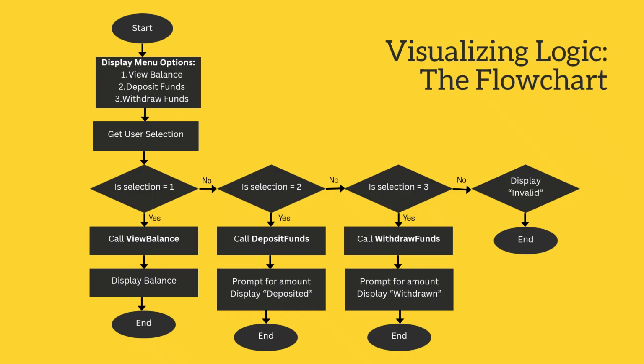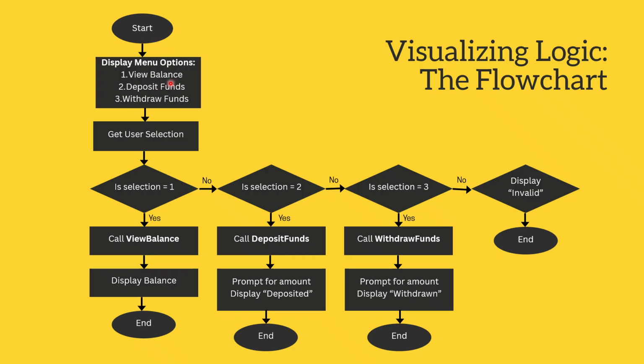Now, this week's first assignment is to build a flowchart based on the pseudocode. The flowchart should visually represent the logic flow from start to finish, from displaying the menu to executing each option. So let's break down how we would build it step by step. We're going to have that start symbol. Remember, this is going to be your oval labeled start.